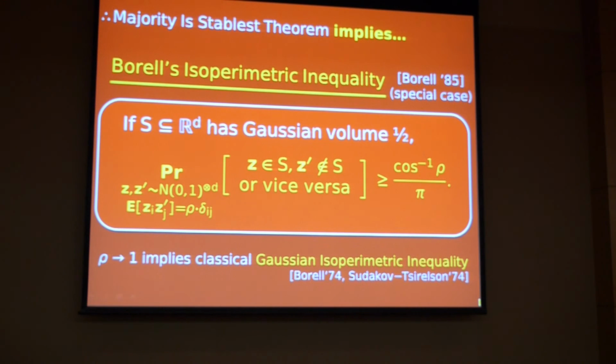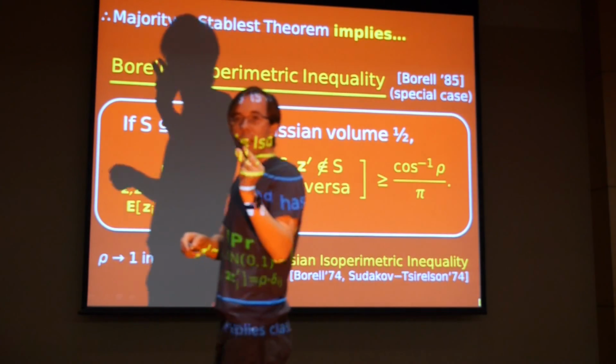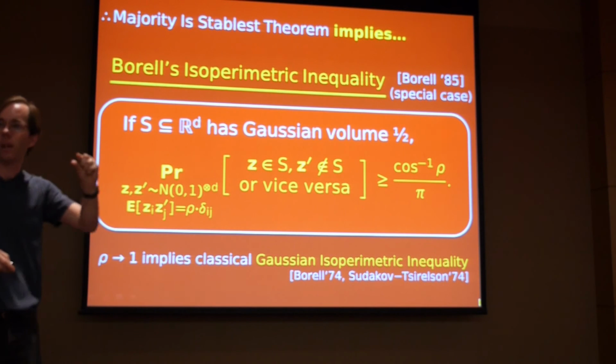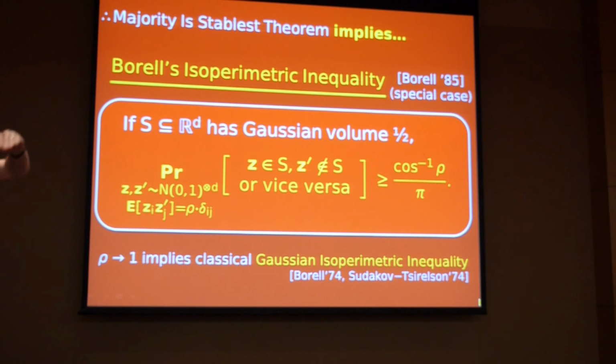Great. By the way, this Borell isoperimetric inequality is quite powerful. If you take rho going to 1, that's like taking these correlated random vectors z and z prime to be very close to each other. It eventually measures literally the normal Gaussian surface area of the set S, the integral of the Gaussian PDF over the surface. So you can actually deduce from this the classical Gaussian isoperimetric inequality.